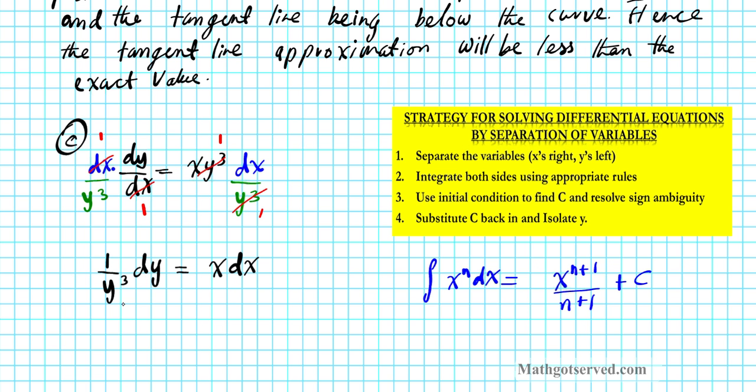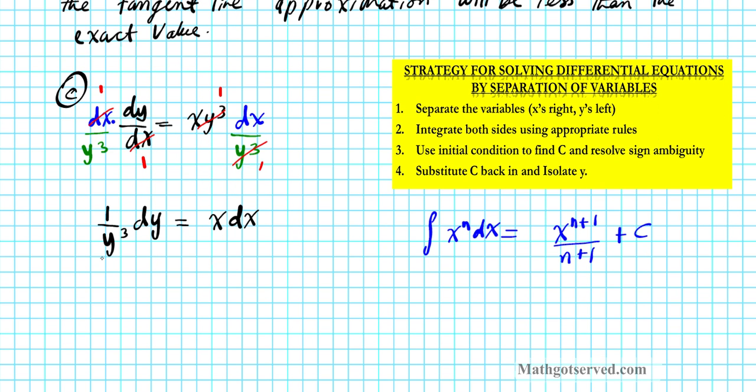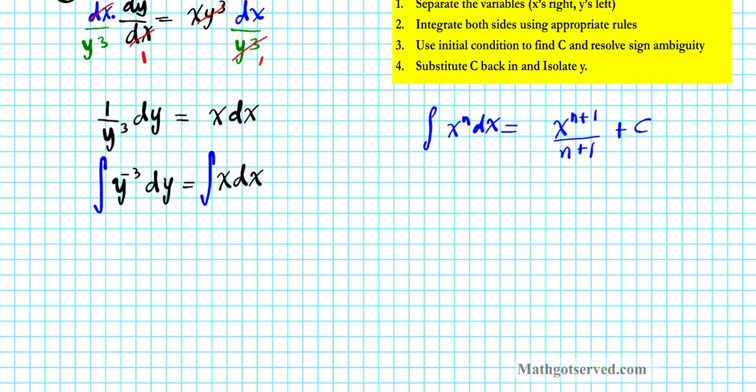Now, to integrate, the left side doesn't look like a power. It looks a little bit complicated. So we can make use of our properties of exponents to express this as a power. We're going to use the reciprocal property. If we apply that here, we will have y to the negative 3 dy equals x dx. Now we are ready to integrate both sides using the power rule. That's the only way we can get rid of the dx and dy. The antiderivative on the left side is going to be y to the negative 3 plus 1, which is negative 2, over negative 3 plus 1, which is negative 2. That equals x to the 1 plus 1, which is 2, over 1 plus 1, which is 2, plus c.